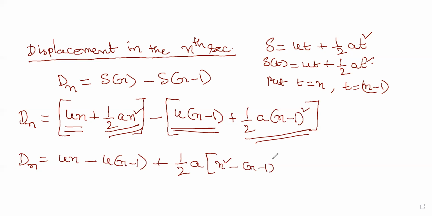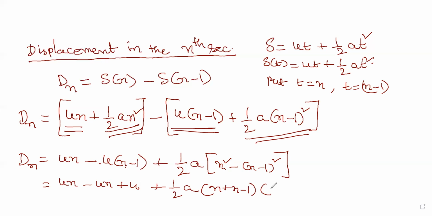I'm writing this very directly so that you will all understand. I hope you will understand. Half a I'm taking common out of these two terms, n square minus n minus 1 whole square. And now let us check what are the things which are remaining here. un minus un plus u, right? Minus u into minus n is minus un, minus u into minus 1 is plus u, plus half a into, this is of the form a square minus b square, so I'll write it as a plus b, that is n plus n minus 1 into a minus b, that is n minus n plus 1.